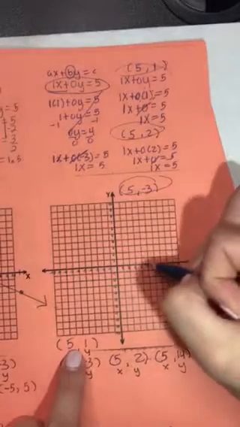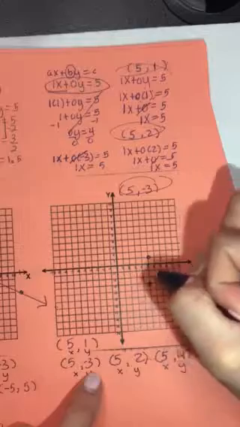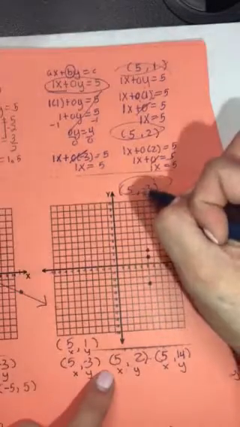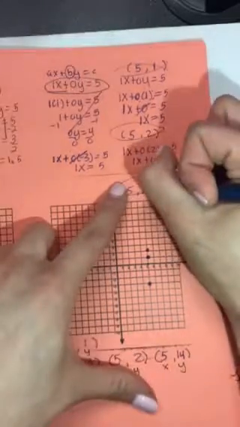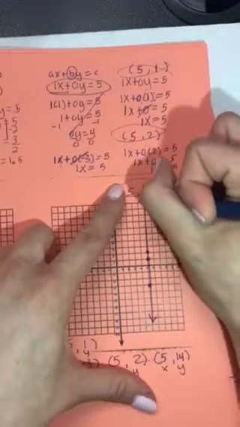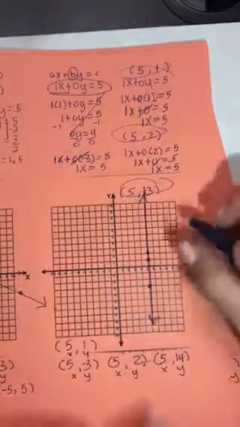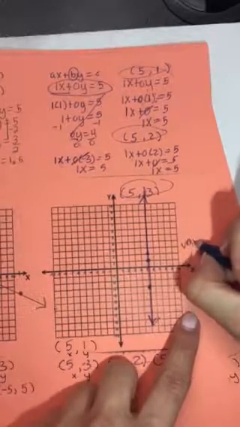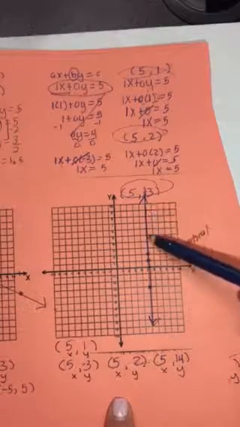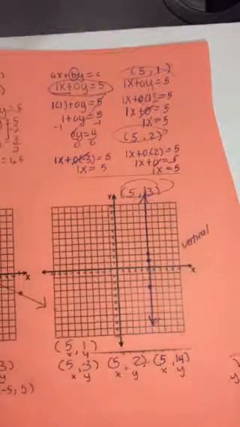So let's go ahead and graph this. We have (5, 1), (5, negative 3), (5, 2), and then (5, 14), which would be way up here. The point is, what you get is a vertical line. A vertical line that goes through the x value of 5. Okay, and all of that is happening because our x values are the same every time. So every point on this line has an x value of 5.